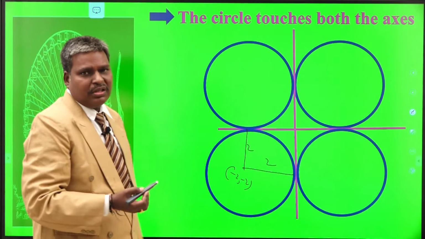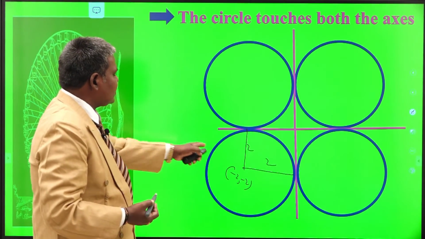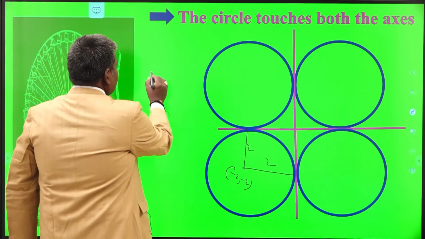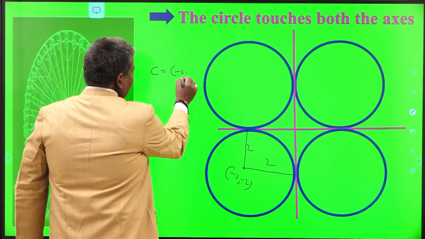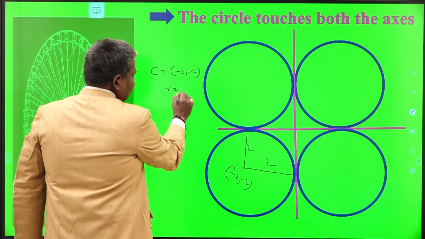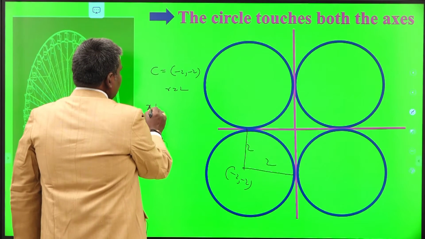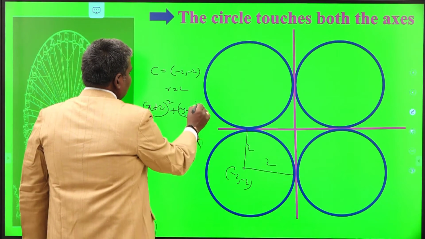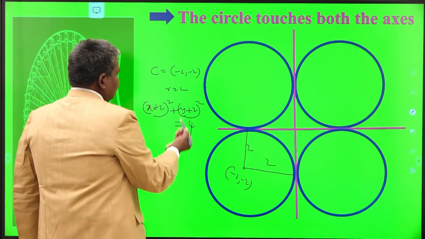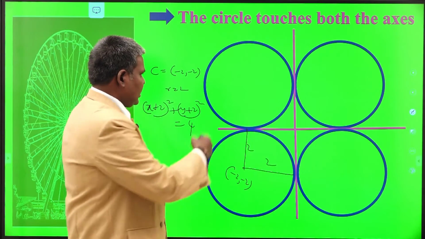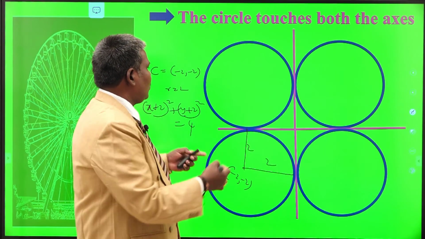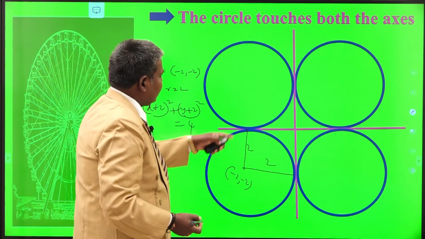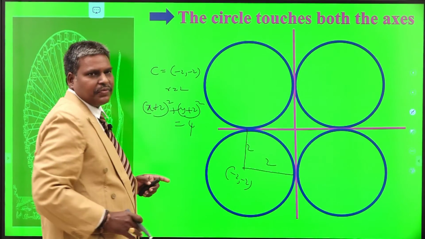Don't mug up all these formulas. Just by thinking itself you can draw the figure, you can get the center and radius. What is your center here? Minus 2 comma minus 2. Radius is what? 2 units. That is, x plus 2 whole square plus y plus 2 whole square is equal to 2 square, which is 4 itself. Finish. Just I have written the circle equations, how they are happening. So just by guessing or drawing the figure itself, you can write any equation.